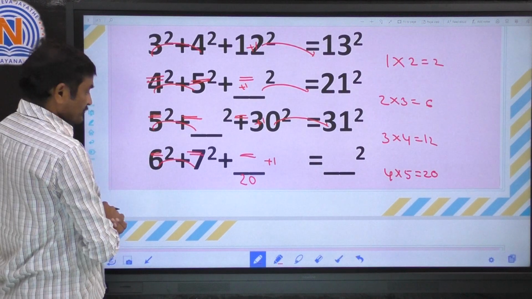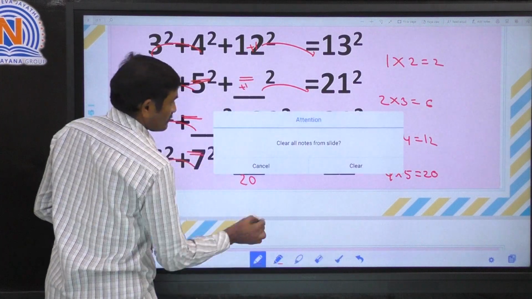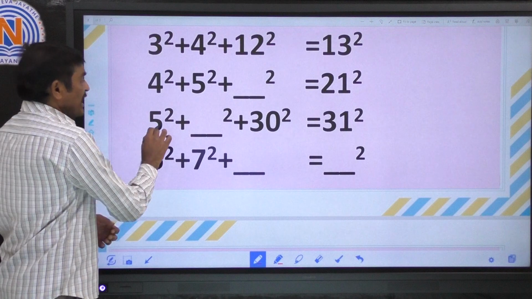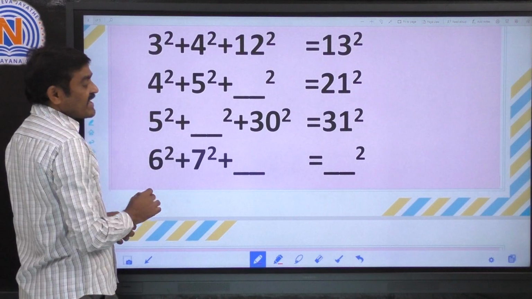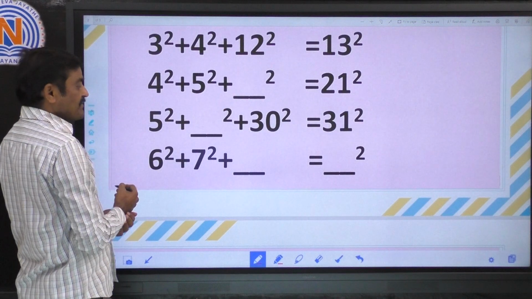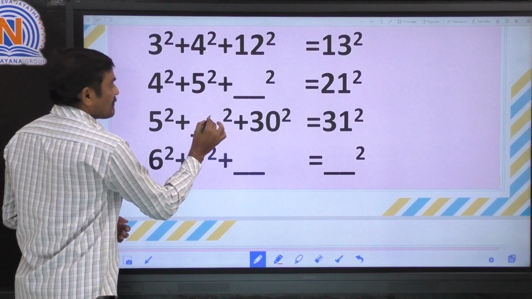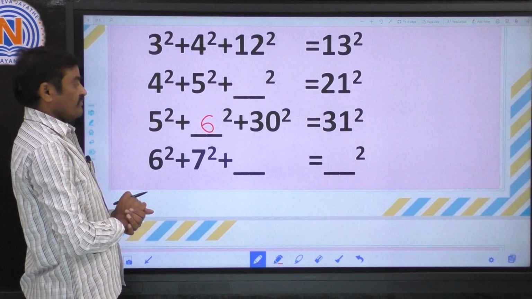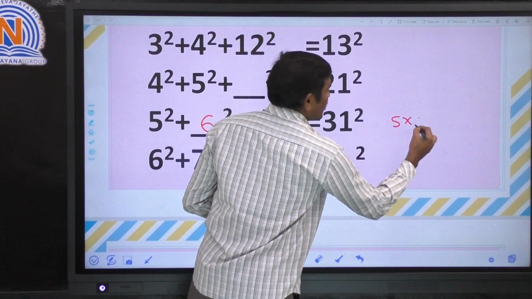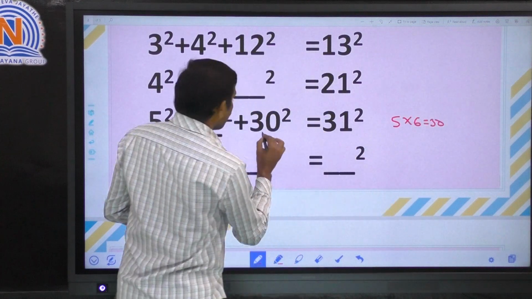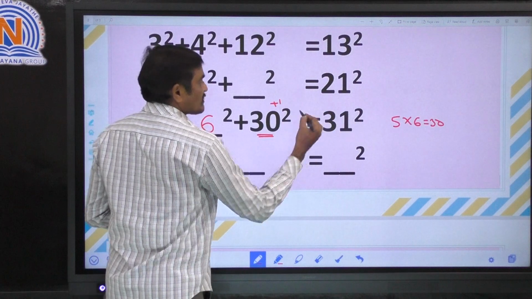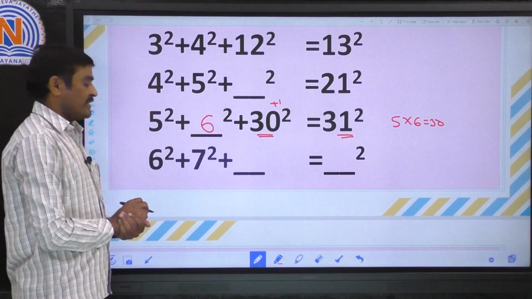Now see here, the next one, 5 square plus blank square is equal to blank square. 4 square plus the next number is 5 square, so 5 square plus the next number will be 6 square. Again 5 into 6 is equal to 30. Observe here, we got 30 square. Now the next number, 30 plus 1, is 31 square.